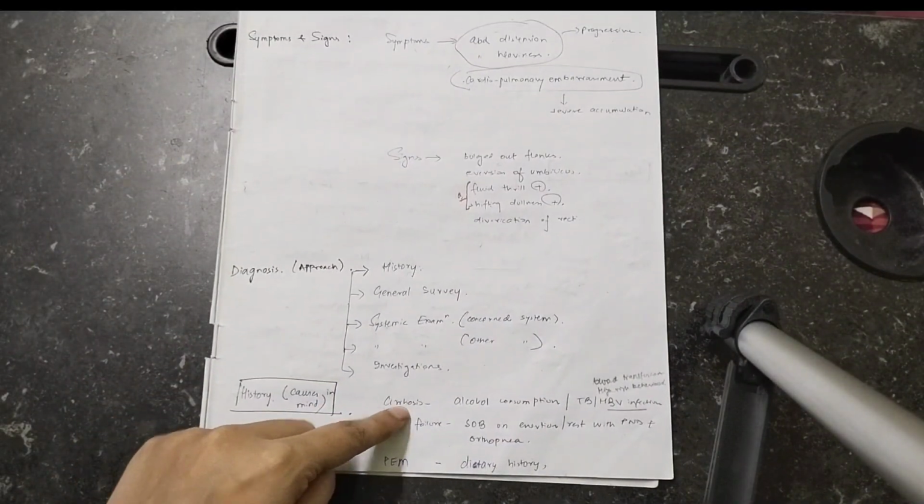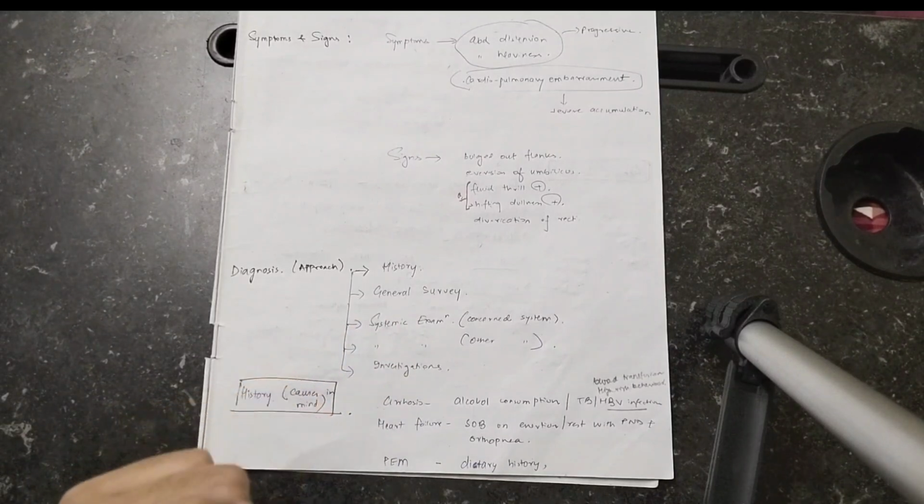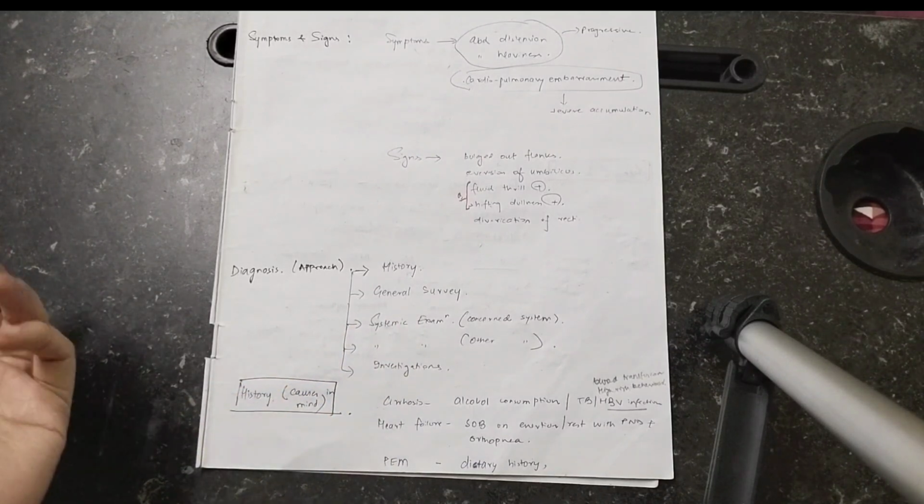Now one more thing is cirrhosis of liver. You should also take the history of alcohol, HBV and tuberculosis infection, because these can also cause cirrhosis, right?